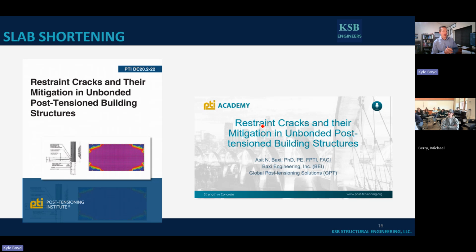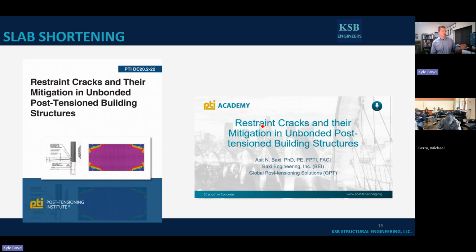Okay. However, what we did at PTI is 2 years ago, we published a document that is totally focused on restraint cracks and their mitigation in unbonded post-tension structures. And again, you as an engineer, if you go to the building code, there's nothing in there about PT design. You open it up, you see the 2 lines about post-tension, and you're kind of like, that's it. So you're left using industry standard documents and design guides to follow.